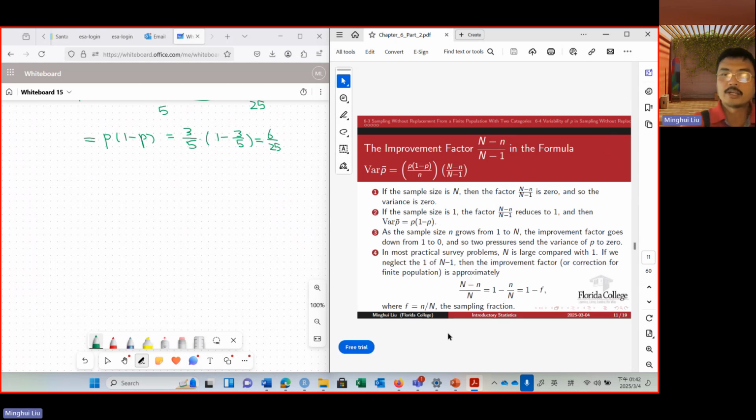And in most practical problems, this big N is huge. This big N is not like your 10 or 4. This big N is very large, like hundreds of thousands or even millions.